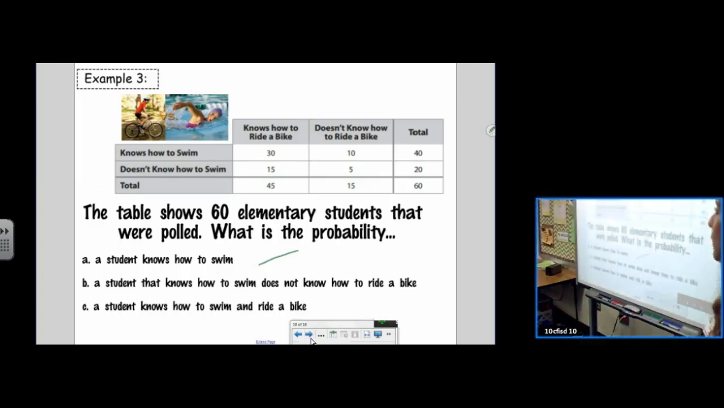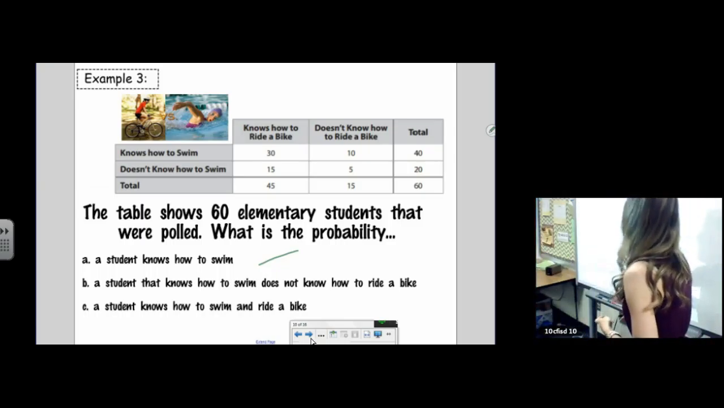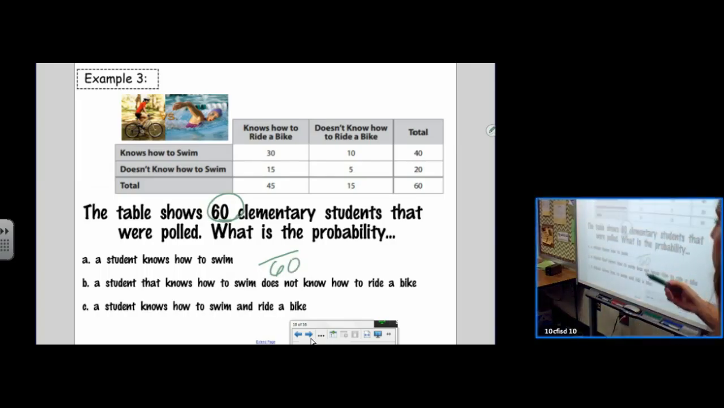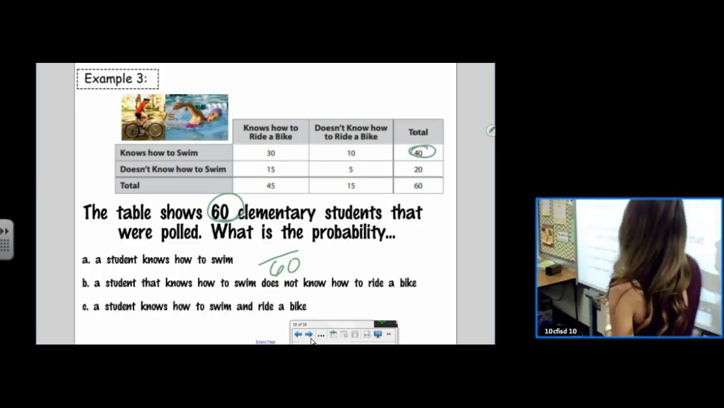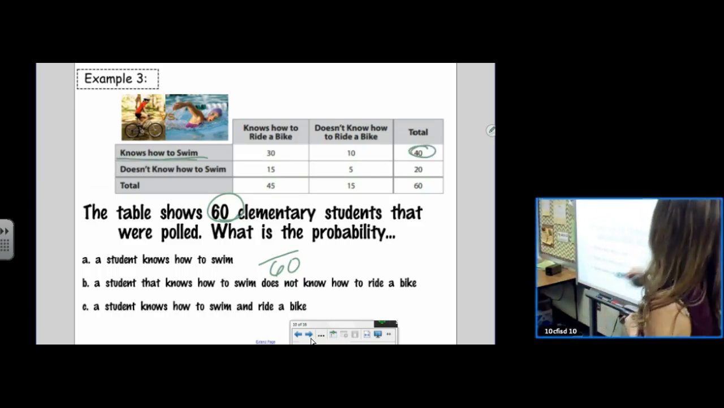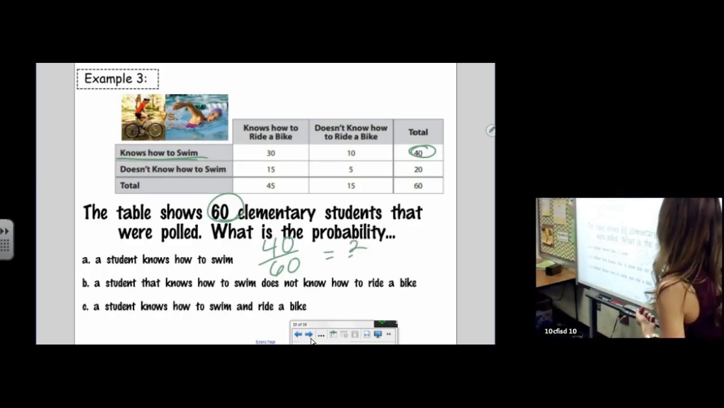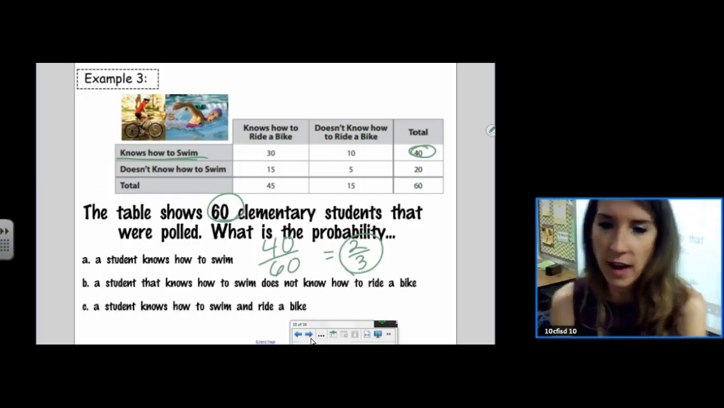Okay, what's the probability a student knows how to swim? Out of all the students polled, how many students were polled? 60. How many of them know how to swim? Yeah, you have to be careful. We want the total number of students who know how to swim, and it looks like 40 out of 60 know how to swim. What would that reduce to? 2/3, I believe. So 2 out of 3 students know how to swim. That's probably pretty accurate, right?